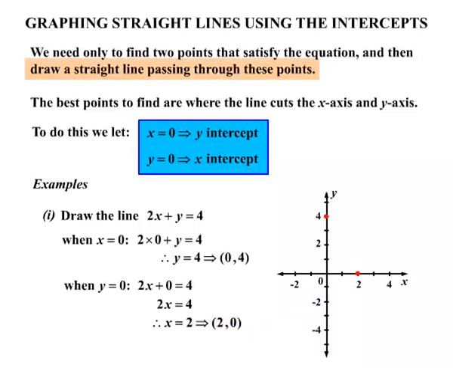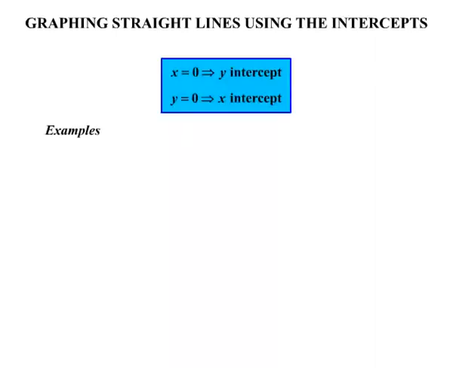So we've got our 2 points. Now we need to draw a straight line passing through these points. There it is. And recall our earlier work on graphing. We always make sure we label the graph. Excellent. Now recall then, x equals 0 gives us the y-intercept, y equals 0 gives us the x-intercept. Let's look at doing some further examples.